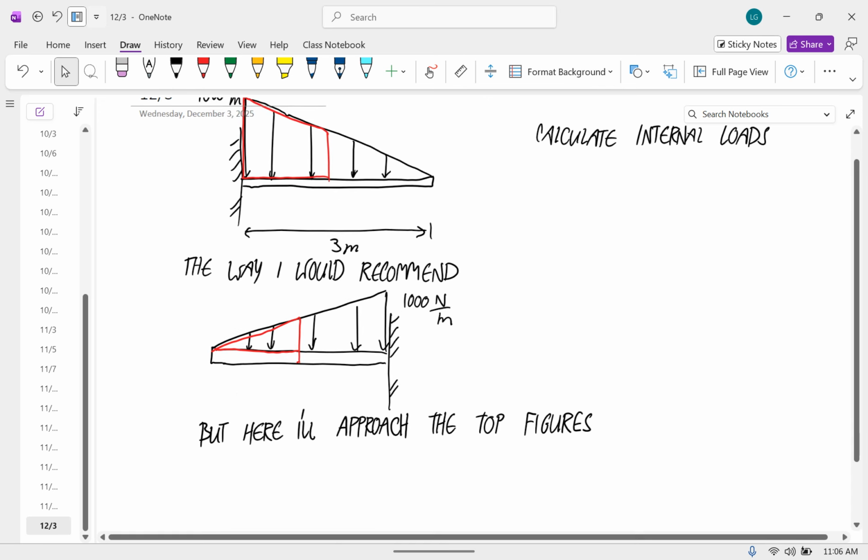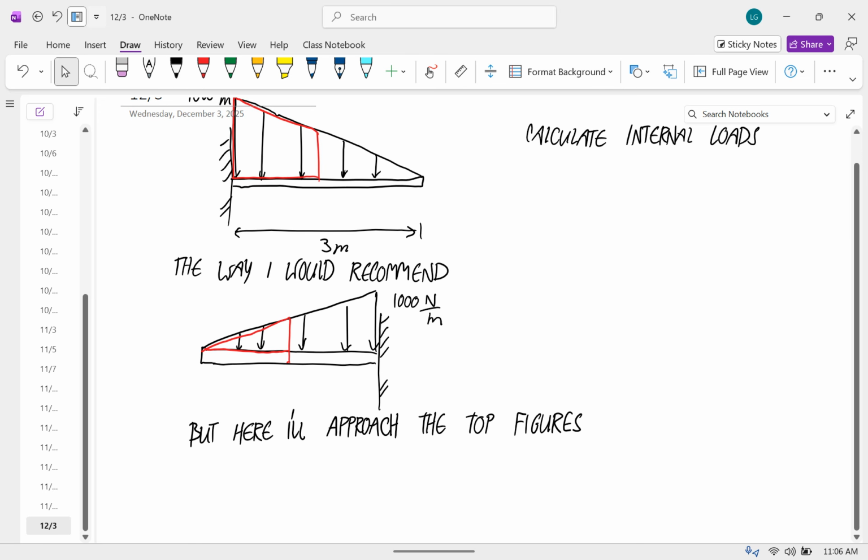I'm trying to remember the title of it exactly. I don't know what it's called, but it's the one on D2L that I wrote. I don't think it has a very fancy name. Internal loads, I think. Yeah.